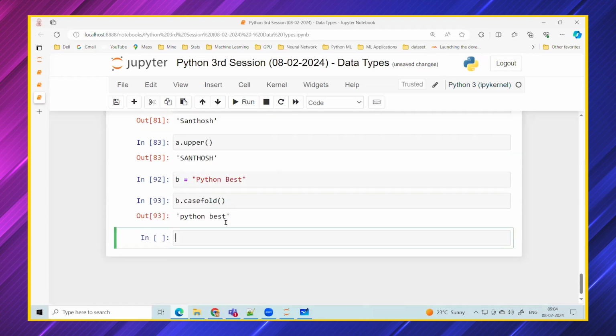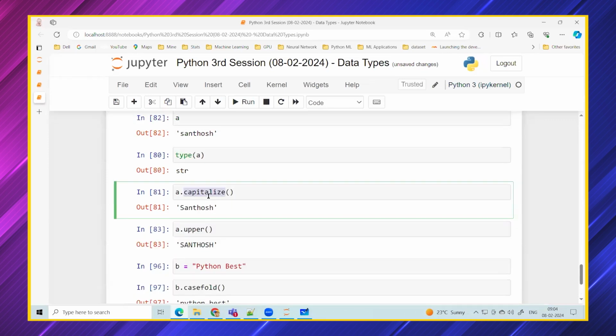Let's give small letters and see. Python best. Now let's see. It's actually converting into lower only. But if I give capital P and B, it's giving small. But if I do capitalize, I give capitalize.